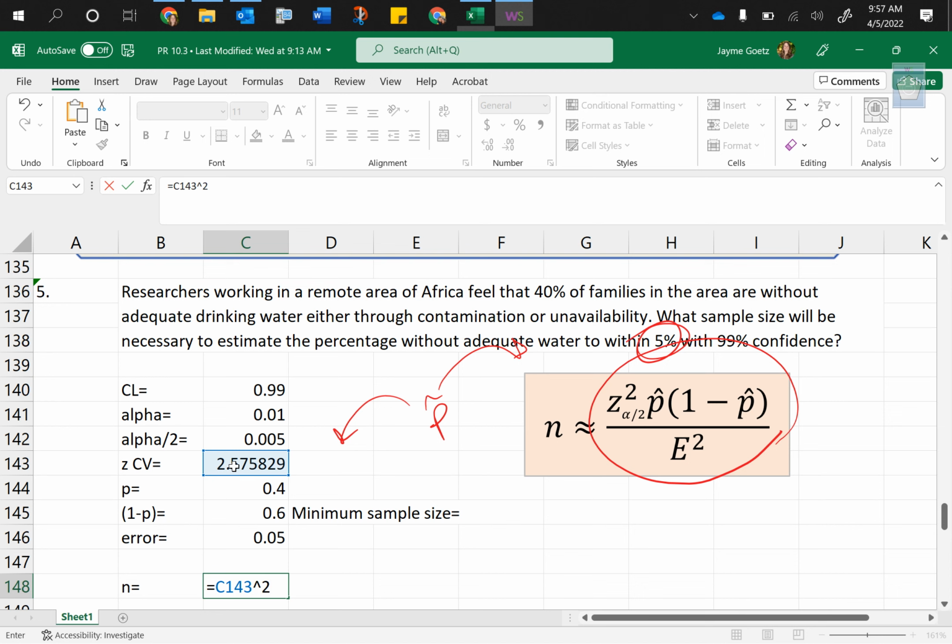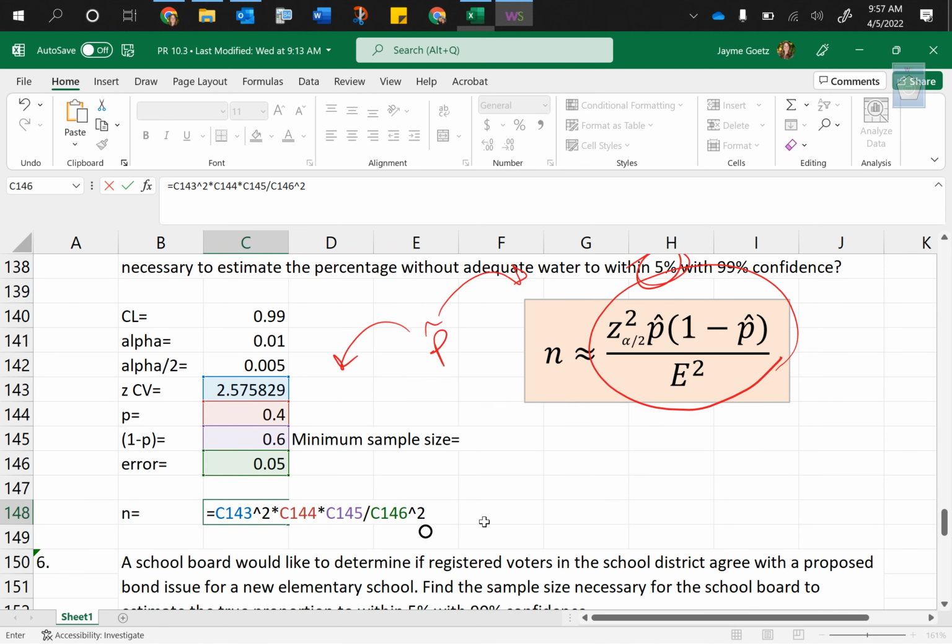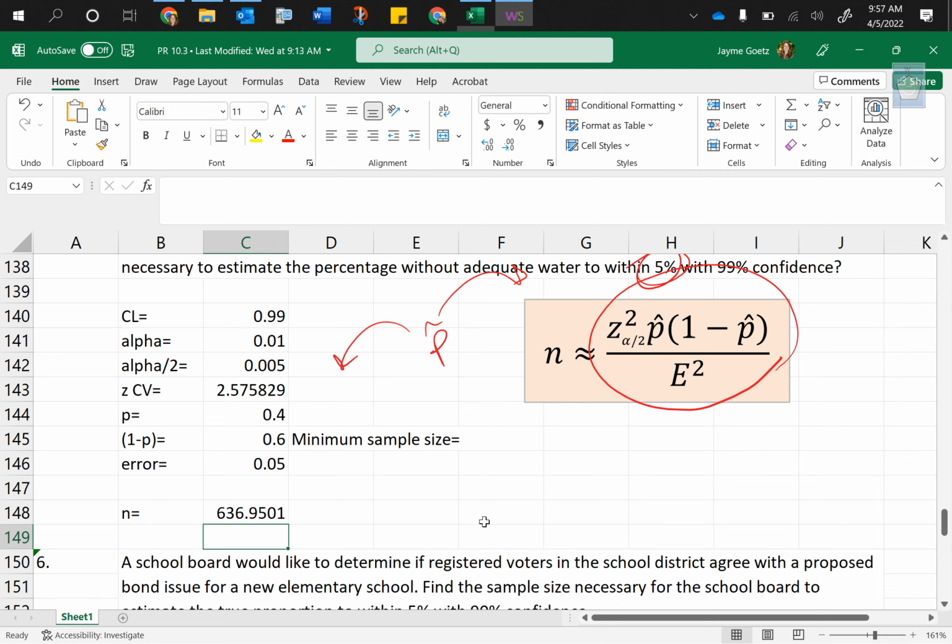So to the second, times p hat, times 1 minus p hat, divided by error, and again, you're going to say to the second power. Now, order of operations is going to make sure those exponents are taken care of first, so you don't have to worry about parentheses. So you should have z value squared times p hat times 1 minus p hat divided by error squared. And you should get 636.9501.